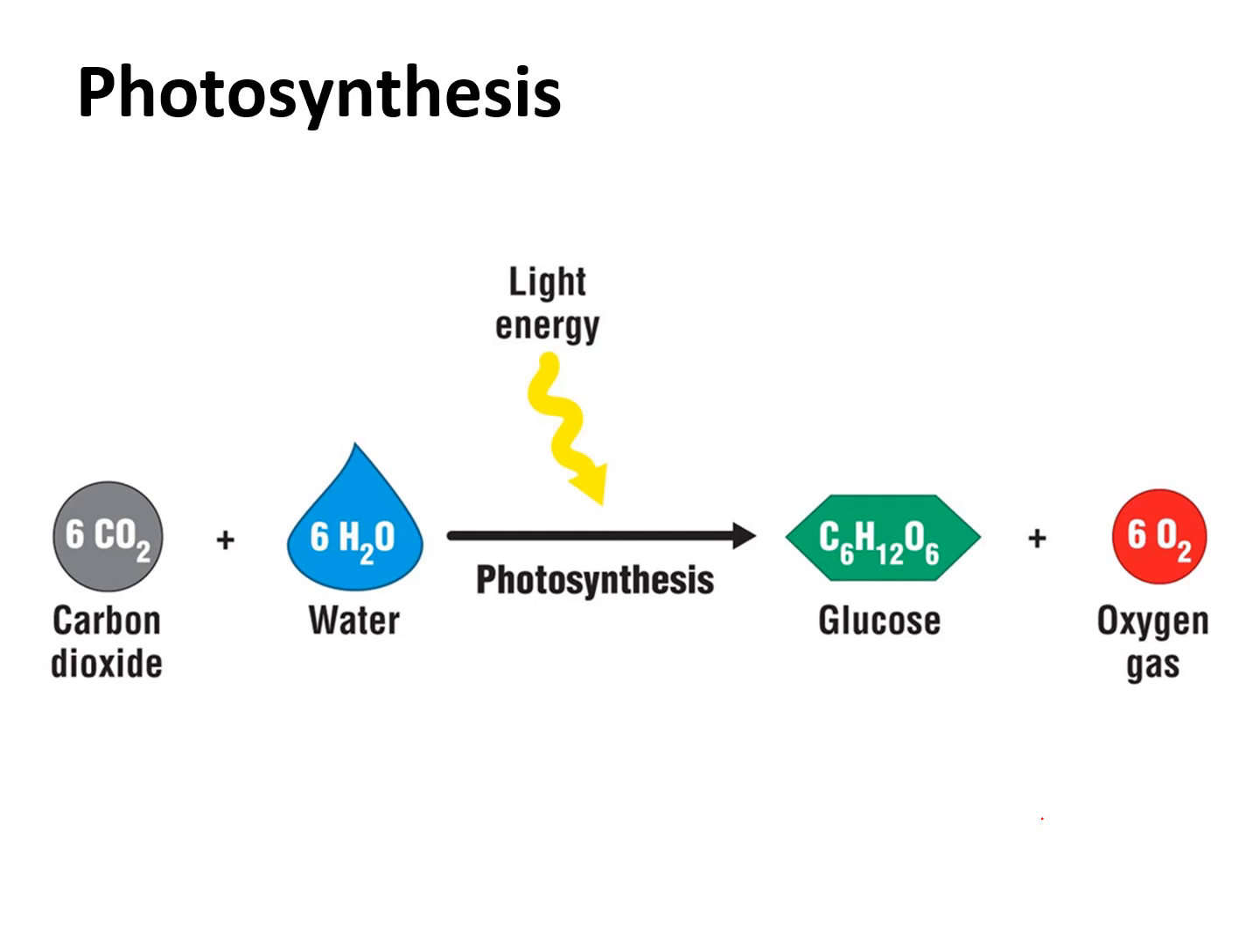This is the end of the lecture for photosynthesis. Photosynthesis essentially is how autotrophs can take carbon dioxide and water. Using the energy from light, they can convert them into glucose and the waste product of oxygen gas.